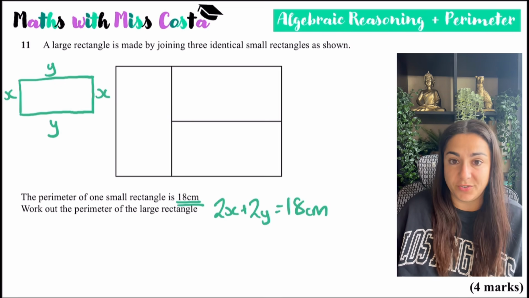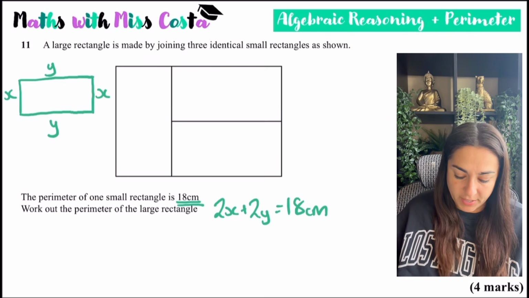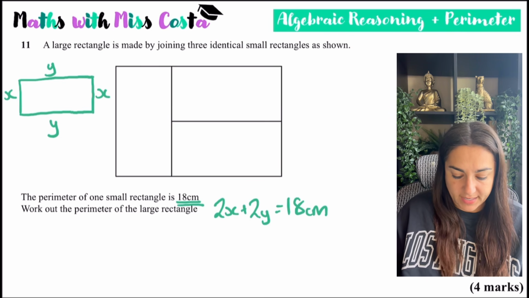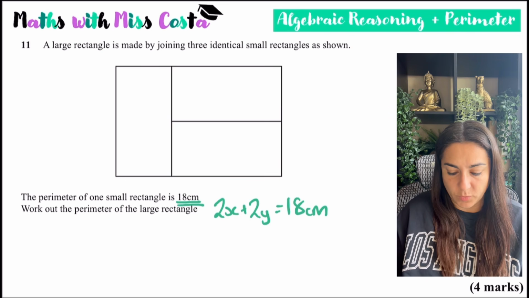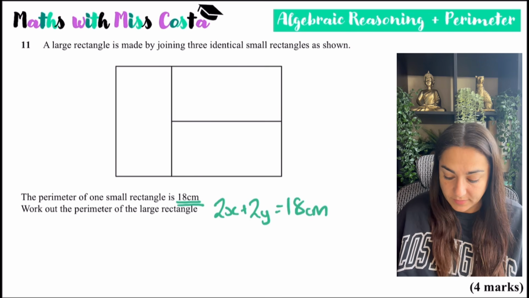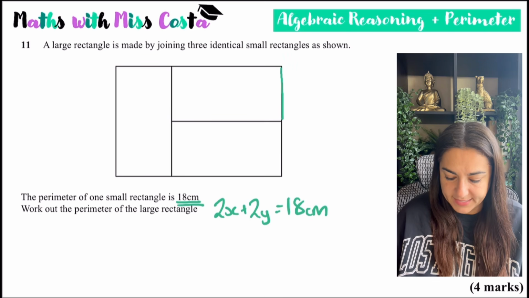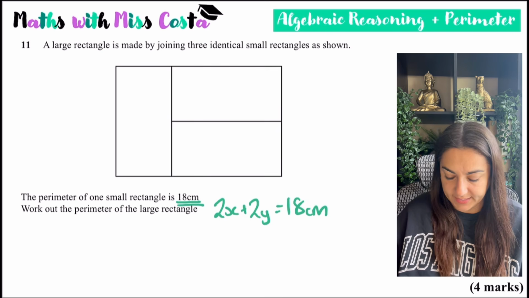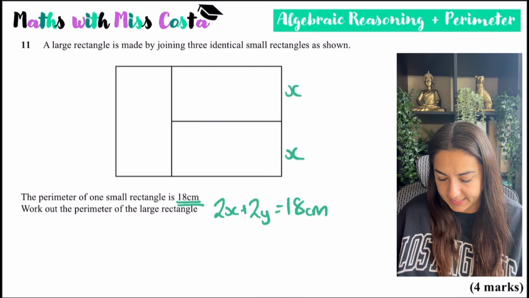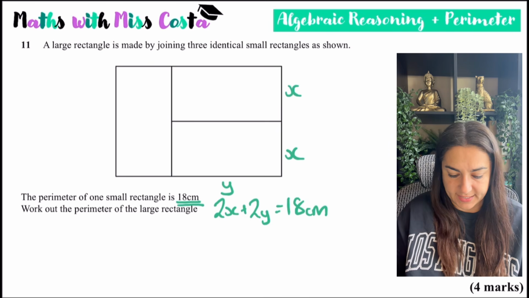And again, you could do trial and error, but you might notice something here. So if I've decided that all my sides are going to be X and Y, I can start actually writing that in. So this is going to be X, this will be X, this would be Y. Actually, let's do them in different colours.